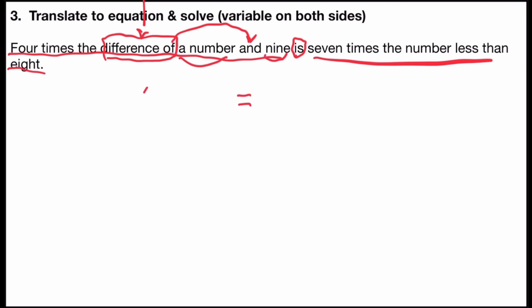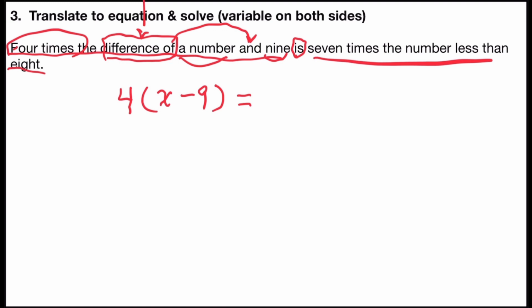So I'm going to open up my set of parentheses, and I'm going to subtract a number, which is just a variable, and 9. In the front of that I have 4 times that difference. So I'm going to have to multiply the entire difference by 4. That completes the left side expression in the equation. The right side expression says 7 times the number less than 8.